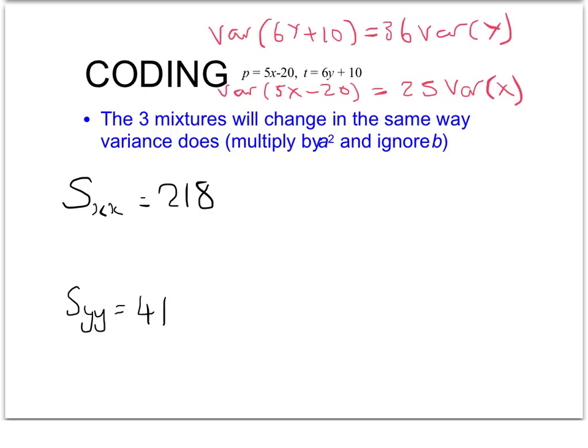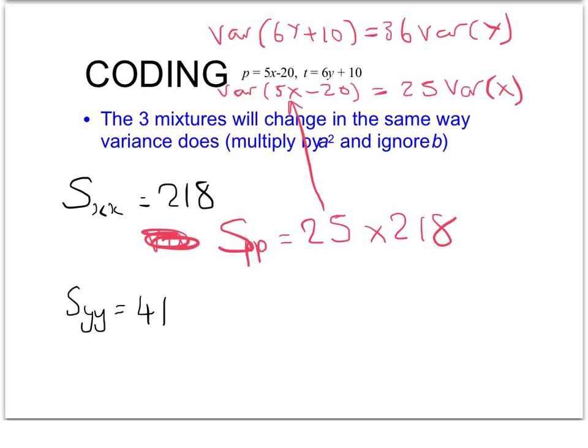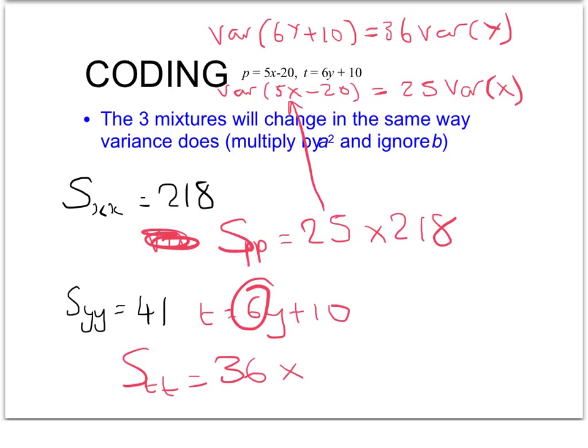Same thing here, this is how it works with this, because it's a bit like variance, the SXX formula. So if SXX is 218, then SPP is going to be 25 times 218. And that 25 is the 5 squared. And SYY, we know that T is going to be 6y plus 10. So the 10 is irrelevant, it's the 6 that's relevant. STT will be 36 times SYY. So that will be 36 times 41.